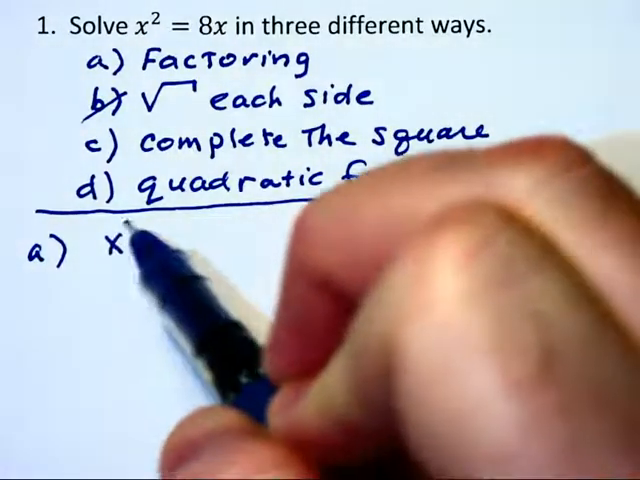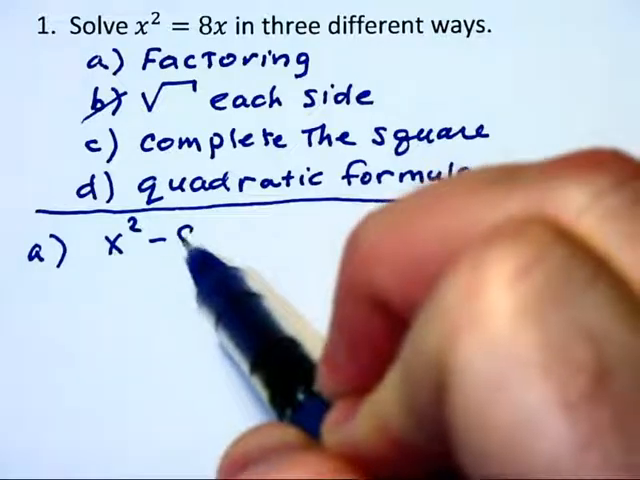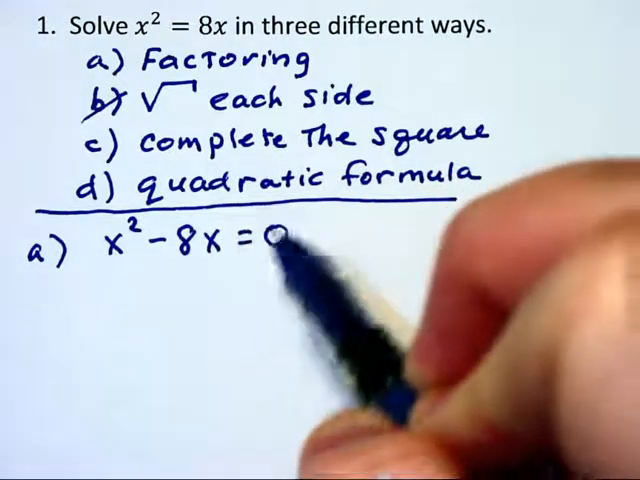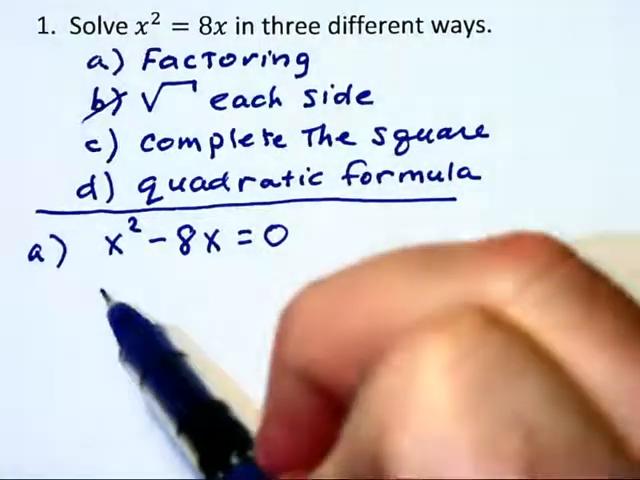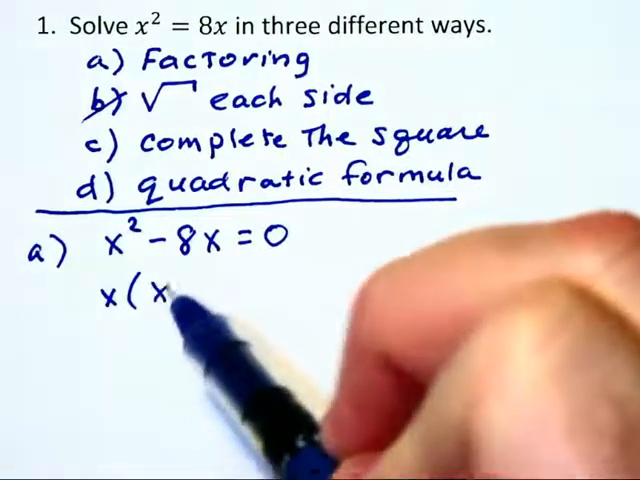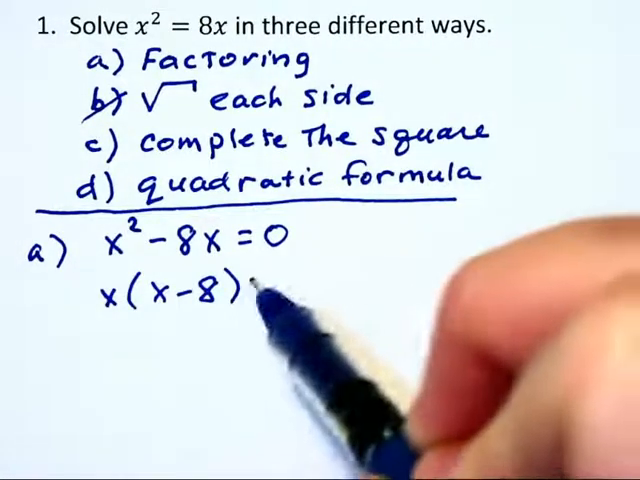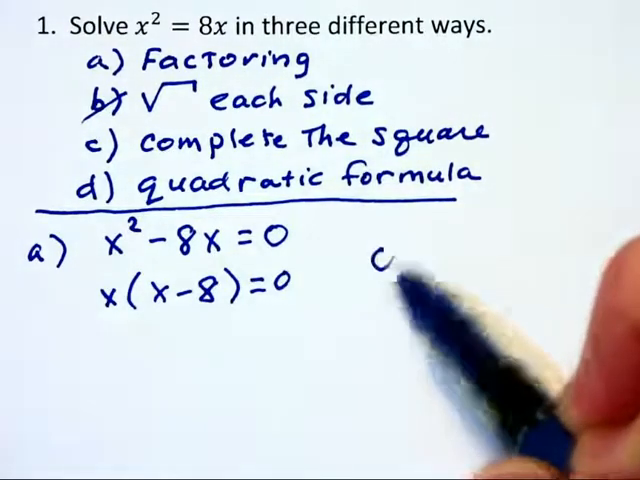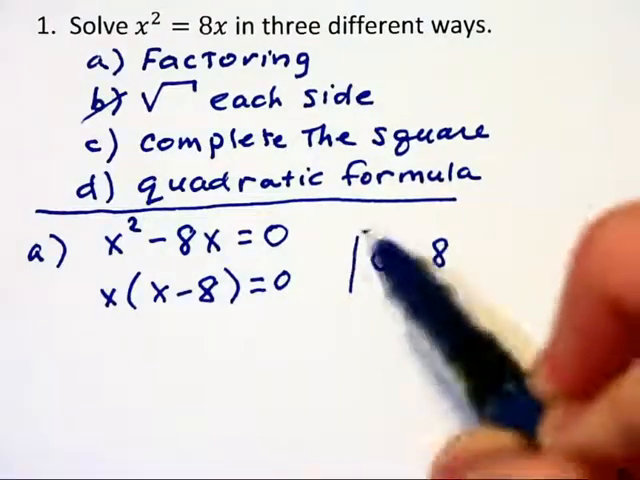So what I want to do is start by doing this problem by factoring. I want to first set it equal to 0, x squared minus 8x is equal to 0, and then we can see very easily that we can factor out an x, have x minus 8 left equals 0, and our two solutions are going to be 0 and 8.